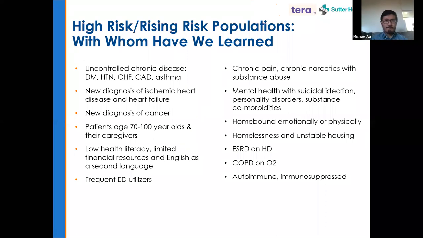Our day is structured very differently. We're not doing visits back to back to back. That's not the purpose of the model.